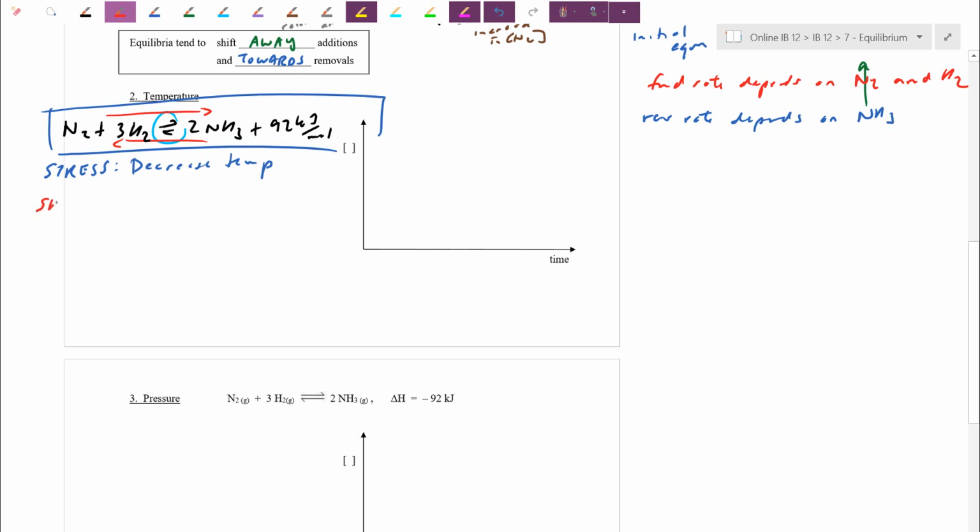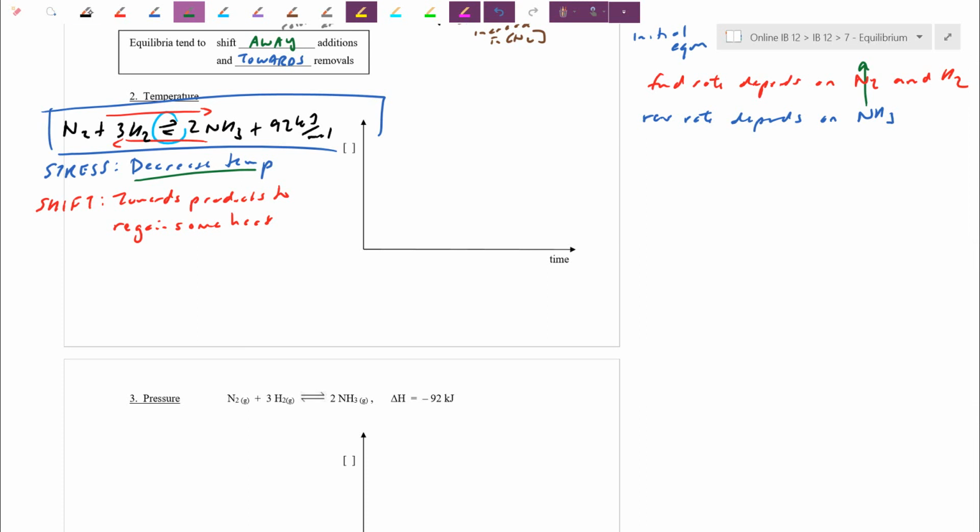In this case here, nature's response, we want to shift towards products to regain some heat. Does that mean nature really likes things hot? No, it just doesn't like the fact that we've actually cooled it down. If I heat it up, nature's going to try to cool it down. Nature is just always fighting me.